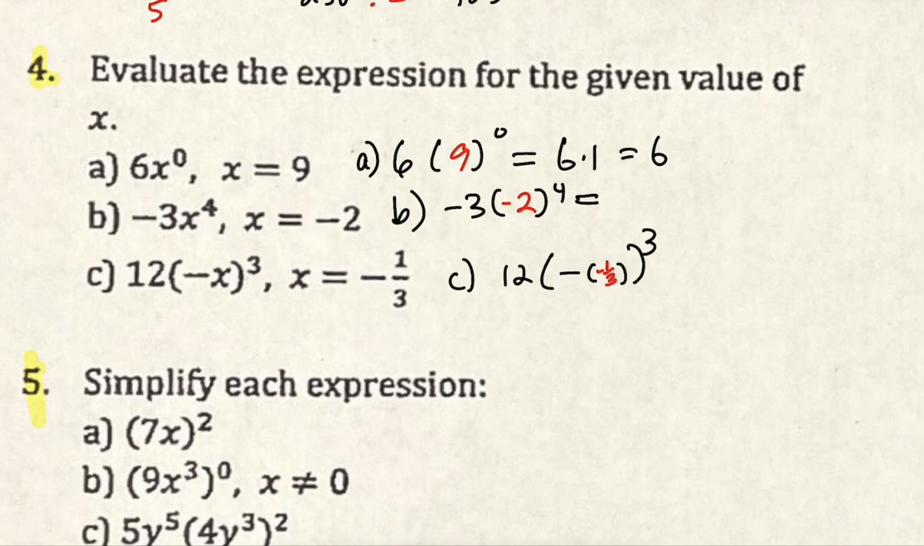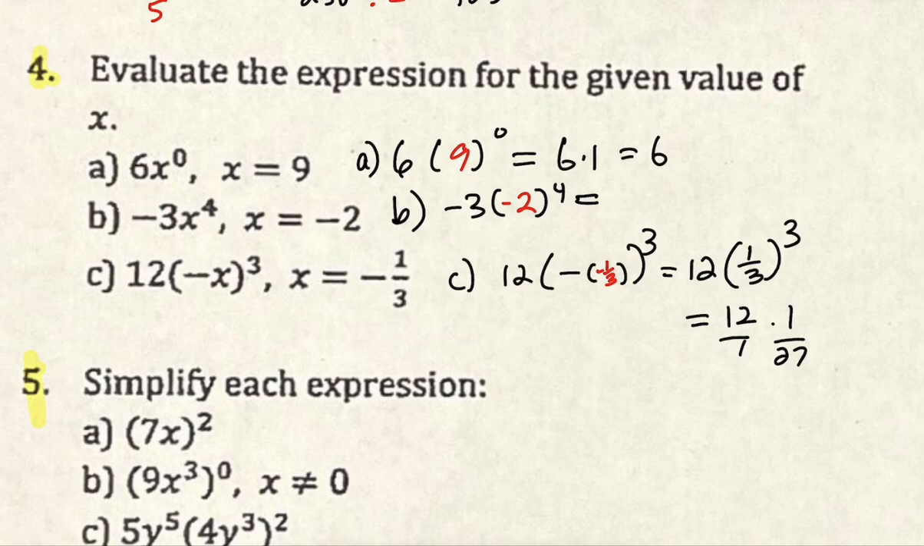What touches your x first? So the opposite of -1/3 is +1/3. So that's 12 times +1/3 cubed. Now, to cube a fraction, let me remind you, just cube the top and cube the bottom. 1 times 1 times 1, 1 cubed is 1. 3 times 3 times 3 is 27.